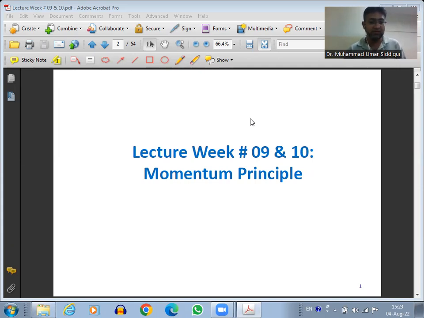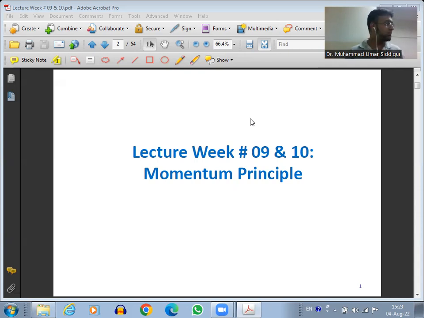That is, using the same Reynolds transport theorem to develop the momentum equation and then use the momentum equation in fluid flow problems to solve for the different forces associated with the fluid flows. So basically now we are moving towards kinetics. Previously we started from the kinematics, but right now we are moving towards the kinetics.